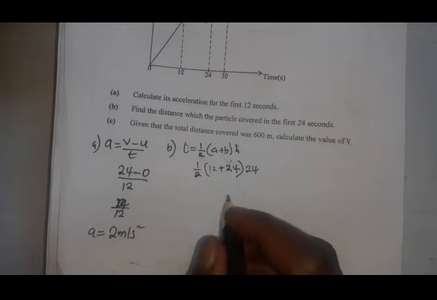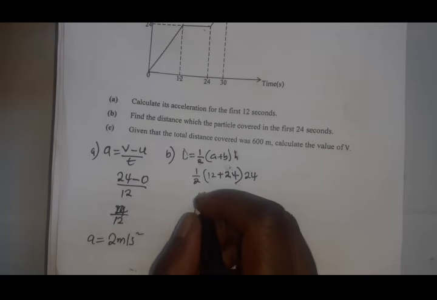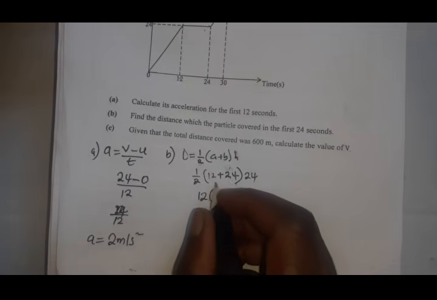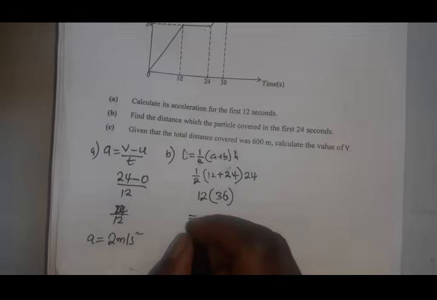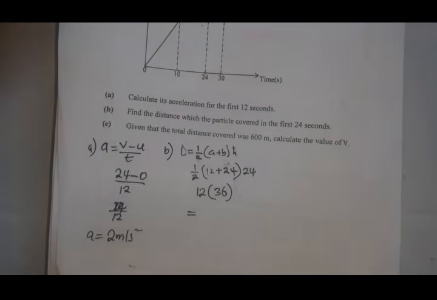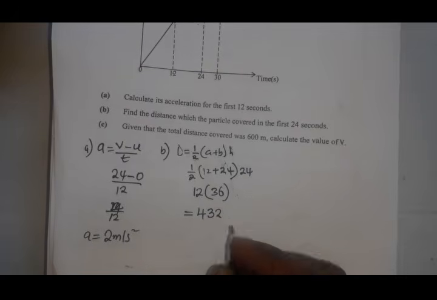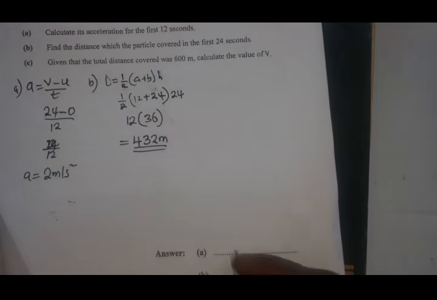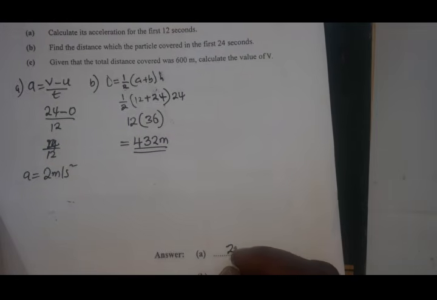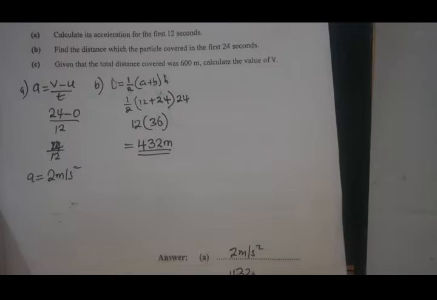So you can say 2 into 24, we get 12. Then when we add 12 and 24, we get 36. So what do we get when we simplify this? When you multiply this, we get 432 meters. That's what we're getting. So the answer to the acceleration is 2, and this gives us 432.